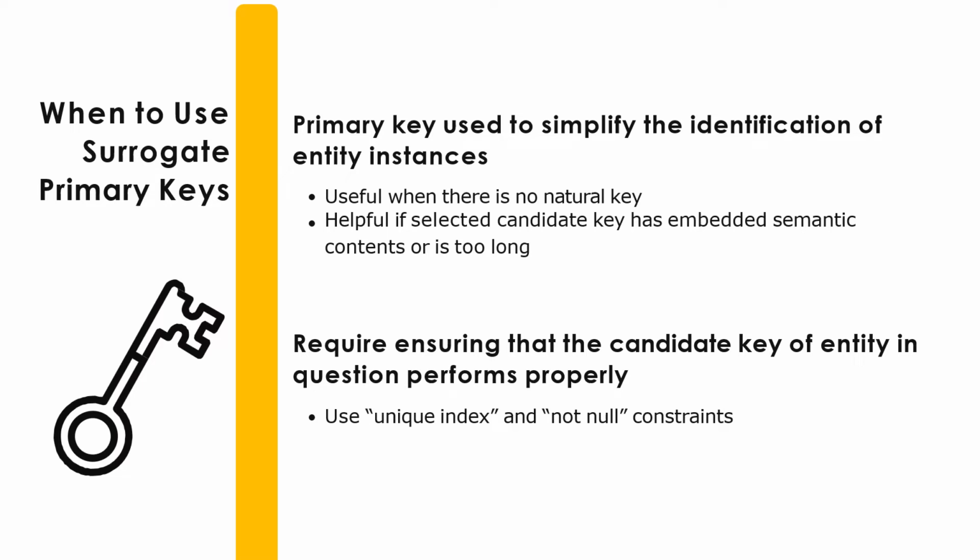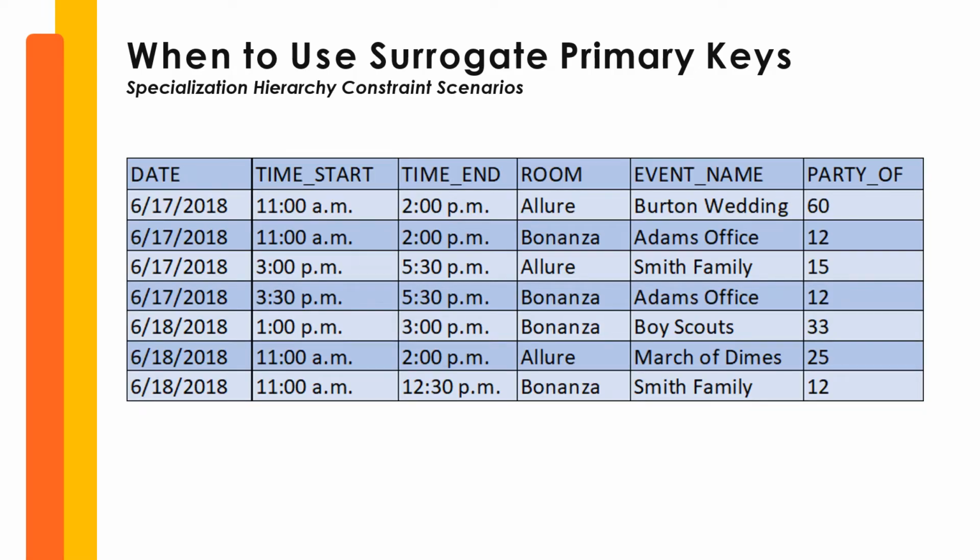Now, let's take a look at an example to show us why we need to use surrogate primary keys at times. In this example, we have a table that captures the reservation of a certain hotel for their function rooms. Now, if I'm going to ask you what will be your chosen primary key, what will be your answer? So let's take a look at each of the possible attributes that you might choose. You might be choosing date. Of course, this is not a good primary key because you have multiple dates, and as we all know, a primary key should be unique.